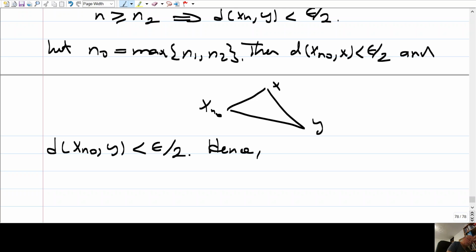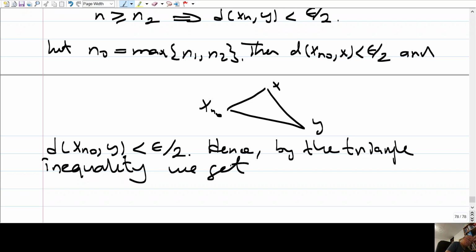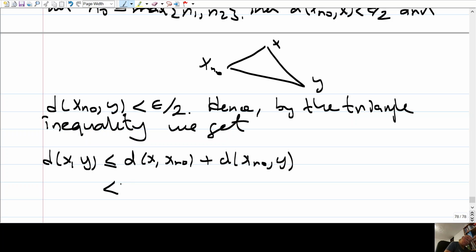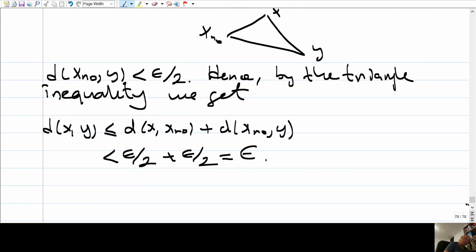Hence, by the triangle inequality, we get what? Distance from x to y is less than or equal to distance from x to x_n0 plus x_n0 to y. But this is less than epsilon over 2, and this is less than epsilon over 2. So this is less than epsilon. So what we obtain is this: this distance, which is always non-negative because a metric never takes negative values, is less than epsilon.